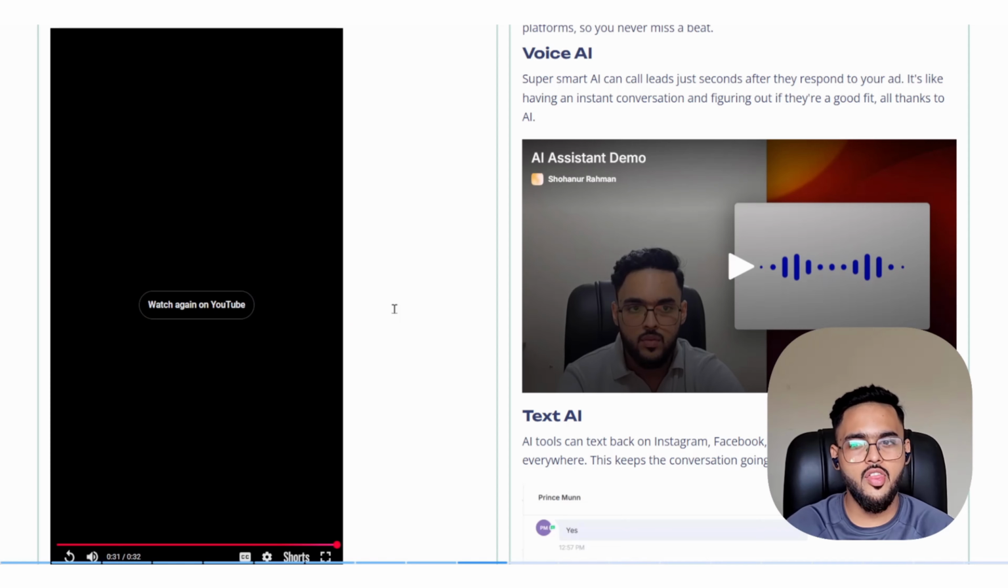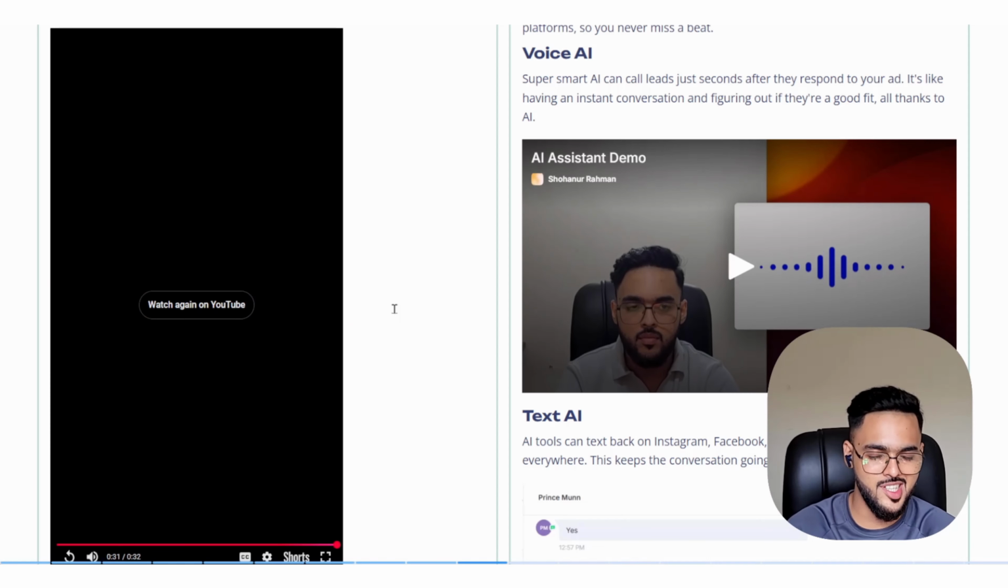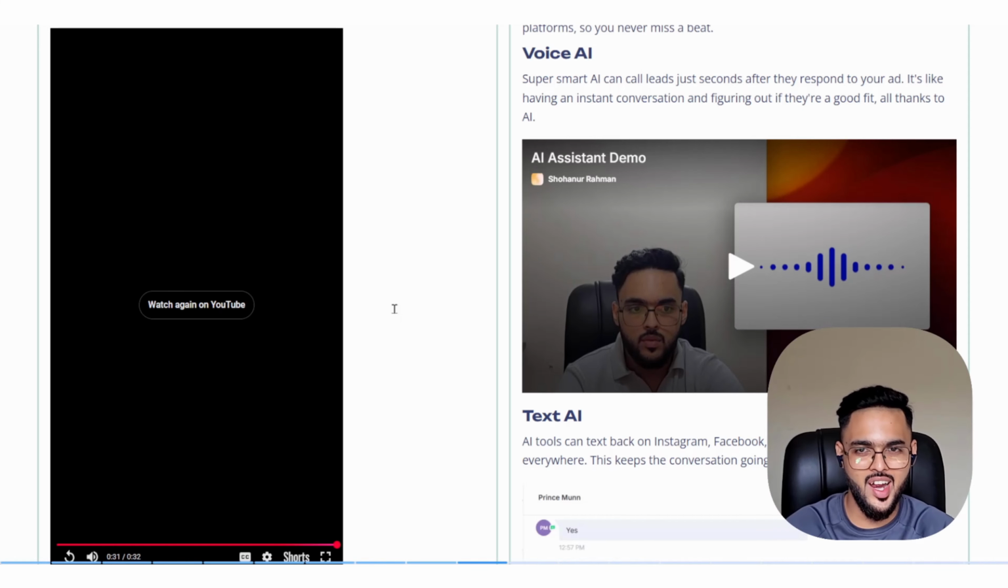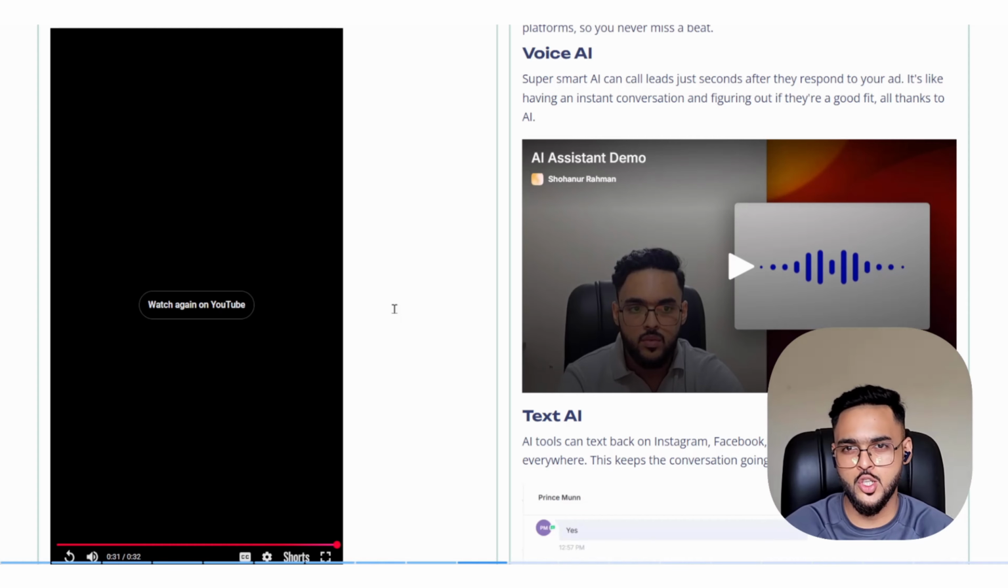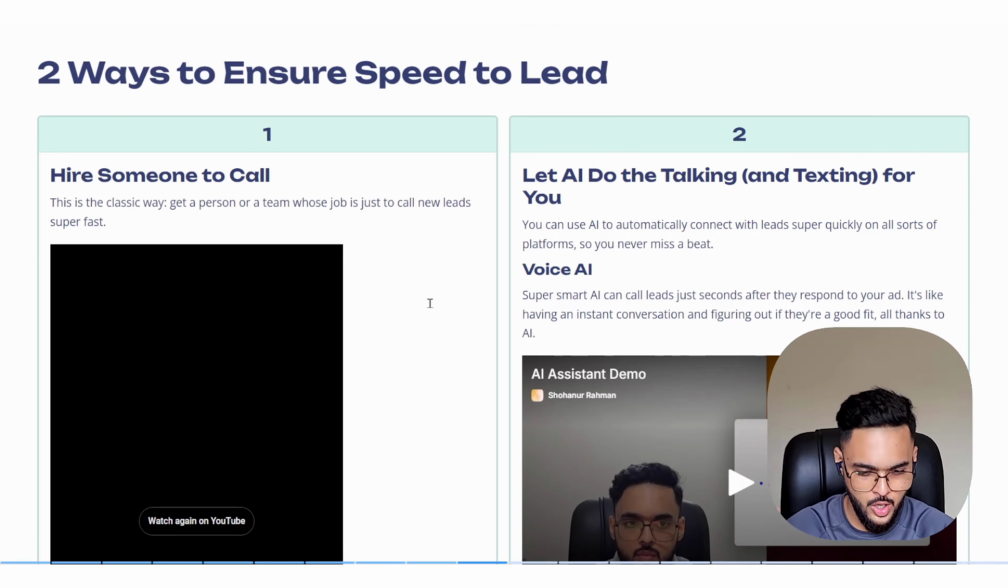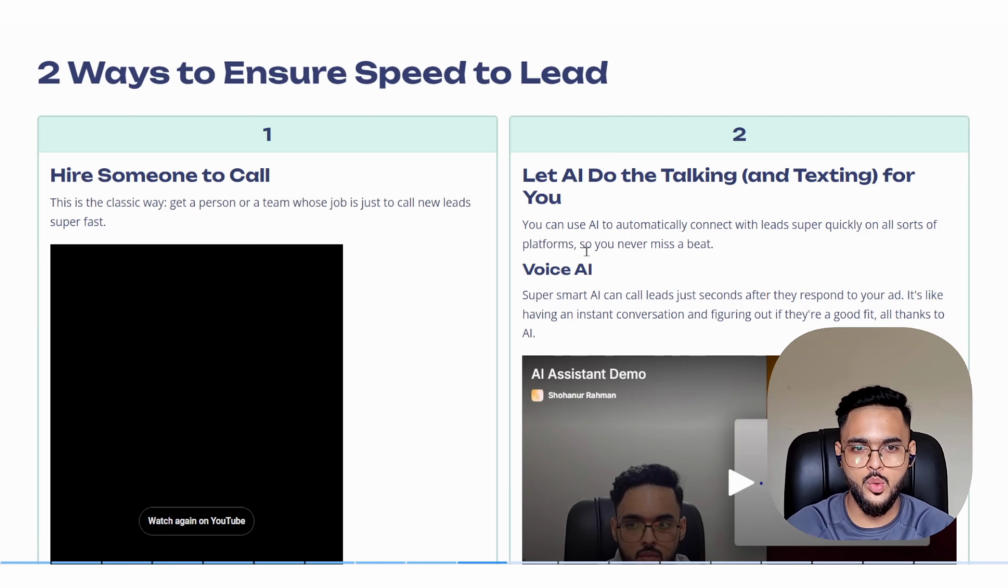So the reason that person pays that person calling the lead 60 grand a year is because he knows the ROI is much larger on that. So that's one way you can do it.